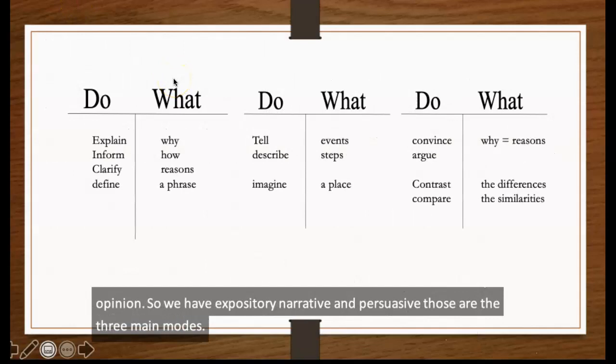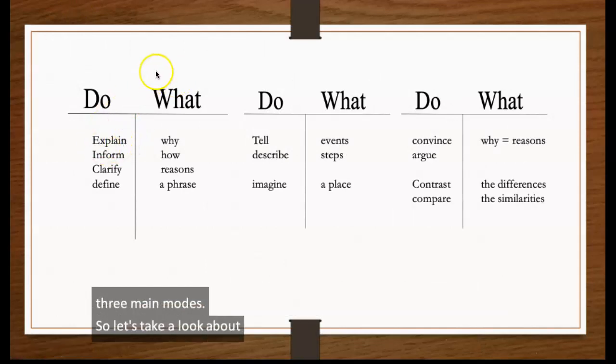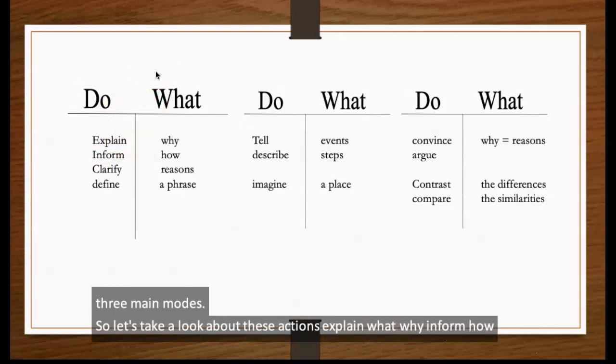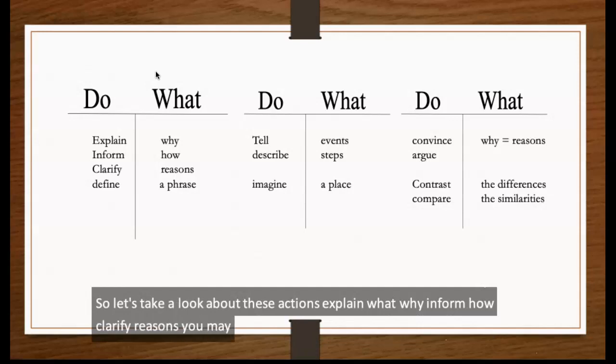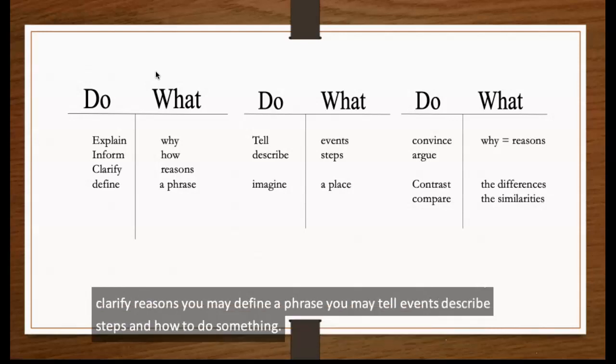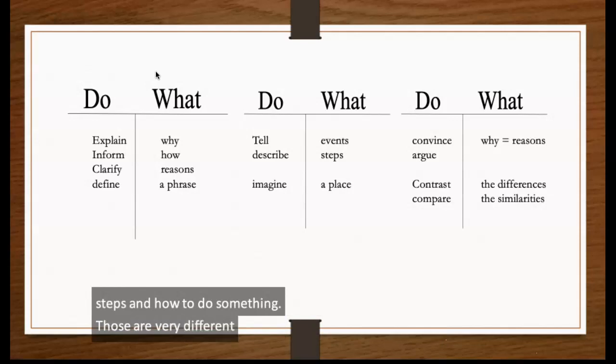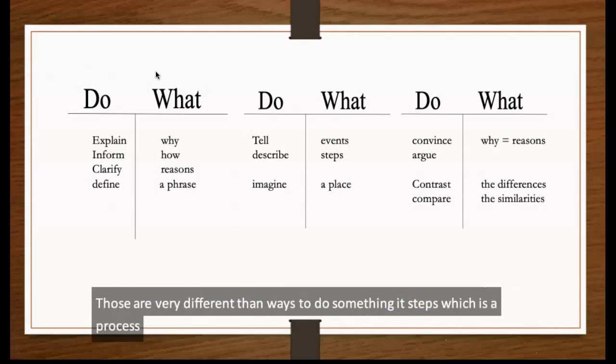So let's take a look at these actions. Explain what? Why? Inform how? Clarify reasons. You may define a phrase. You may tell events, describe steps and how to do something. Those are very different than ways to do something. It's steps, which is like a process, an order of events.